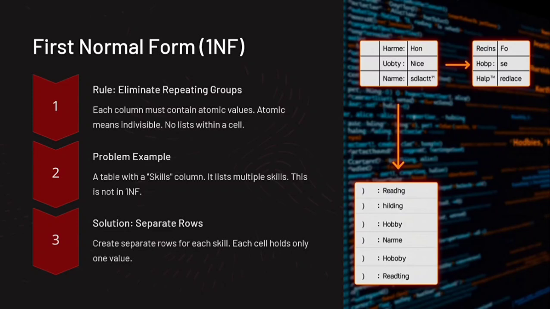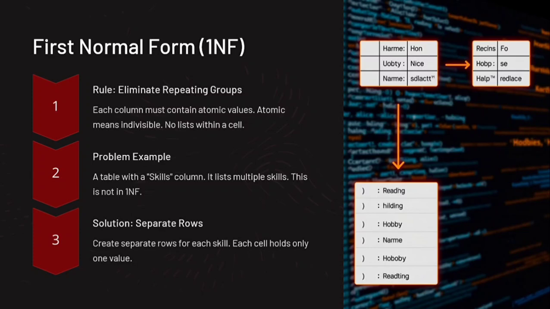Rules: eliminating repeating groups. Each column must contain atomic values. Atomic means indivisible, so no list within a cell, which is a single column. A column should contain single values, not repeated ones. A table with a skills column that lists multiple skills is not 1NF. The solution is to create separate rows for each skill. Each cell holds only one value.